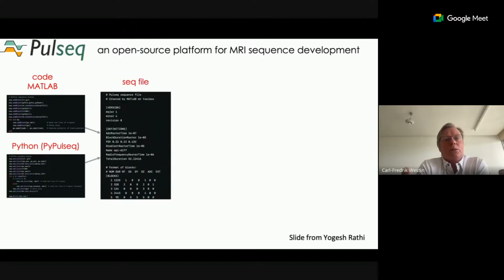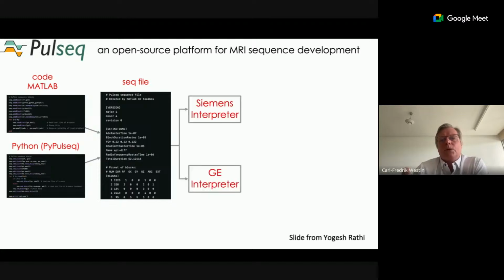That is then compiled or kind of translated into something called a seq file. And then you have specialized interpreters, Siemens and GE, and there's also a Philips one, and they're working on Bruker, so preclinical scanners. So you can use the same code for all the different scanners, and there are more than one reason to do this. I mean, if you want to do a multi-site study, you want to have the same code running on all the scanners because they all have slightly different features.